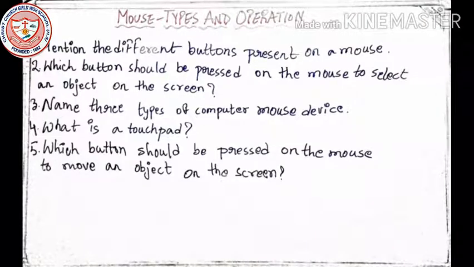Now let's answer the following questions on your own. Number 1, mention the different buttons present on a mouse. Number 2, which button should be pressed on the mouse to select an object on the screen? Number 3, name 3 types of computer mouse devices.